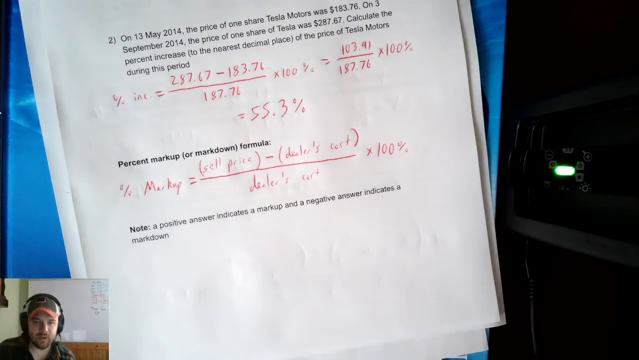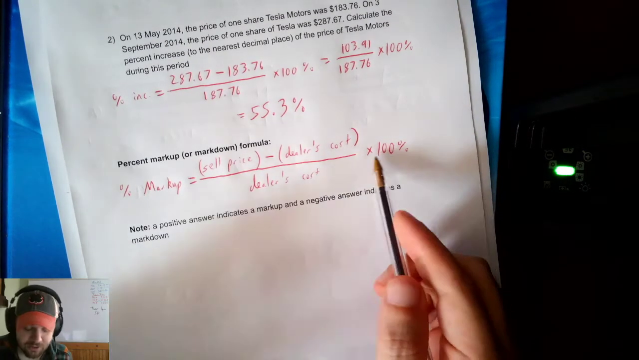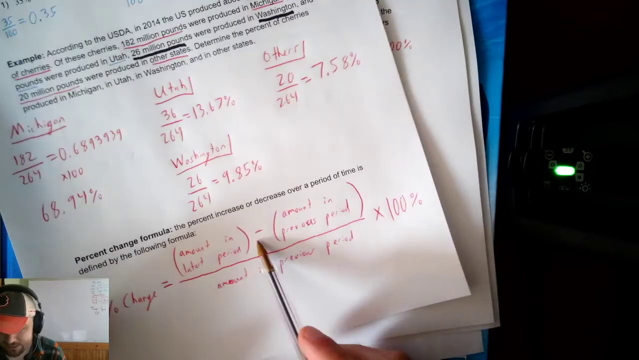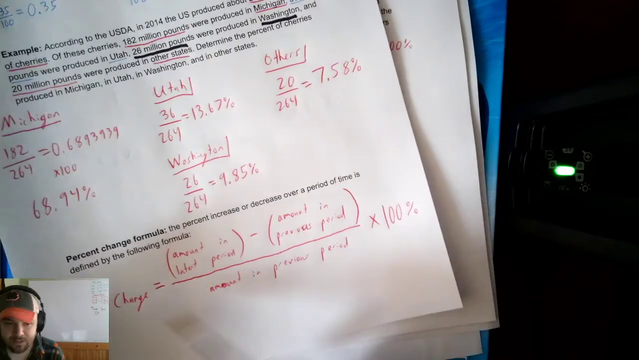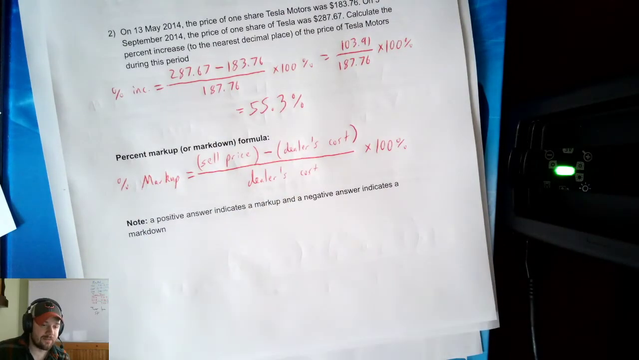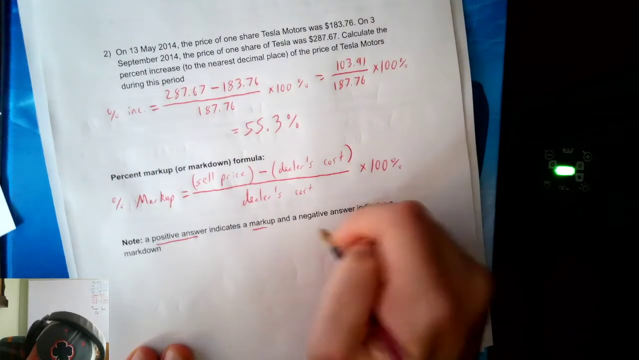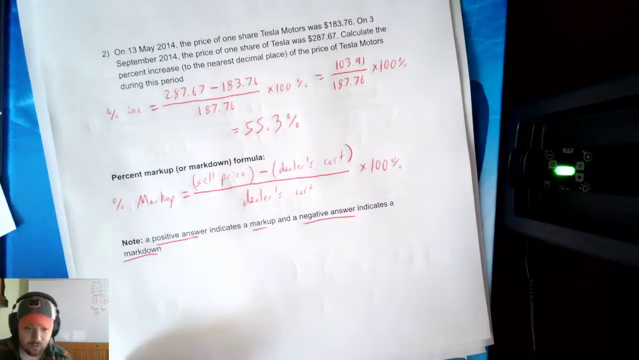So, we have another formula. Notice it's kind of similar to the one we already have, right? It's something minus something over something times 100%. It's similar to the percent change form, right? A markup is just a percent change, specifically relating to finances. So remember, positive answers are markups, negative answers are markdowns.